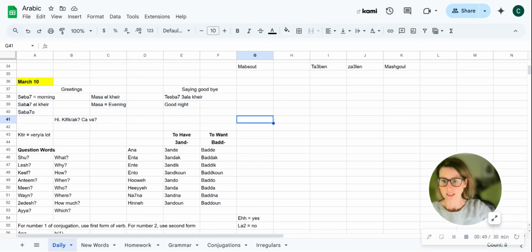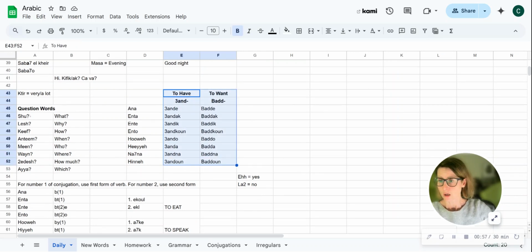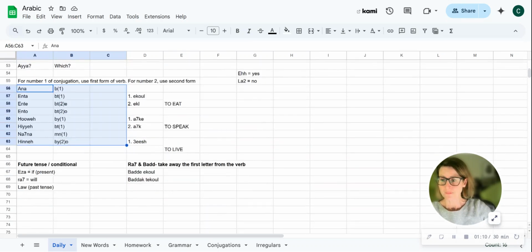We talked about the greetings. We talked about how the verbs to have and to want behave in Arabic, which is different from every other verb, the different question words that we can have. Then we learned the basic conjugation of the present tense of the verbs. And then the teacher introduced to me how the future and the conditional sentences would work.